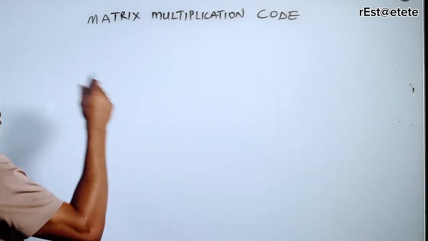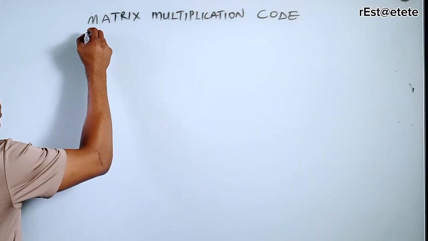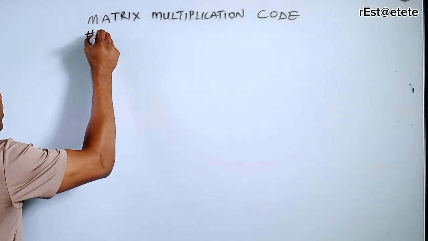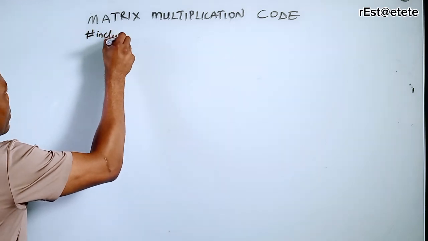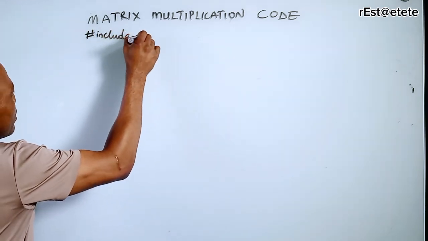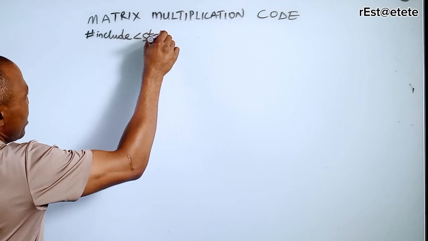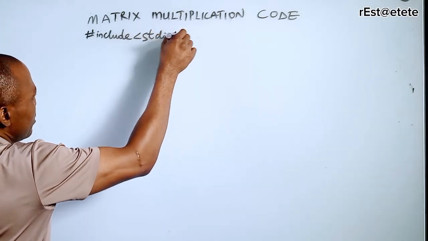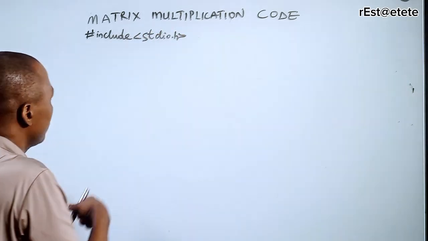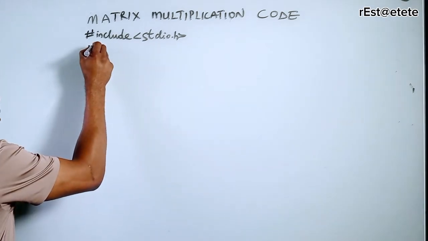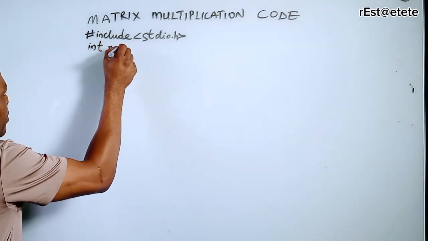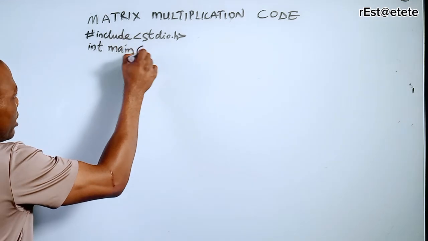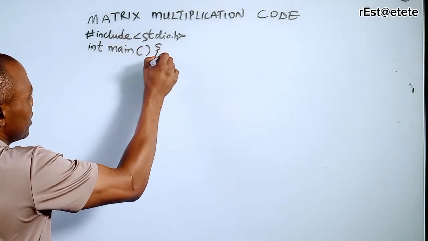Same thing I'm going to do: include stdio.h for our printf function. Then I'll say my int main, which is always the soul. You have to do everything inside it.